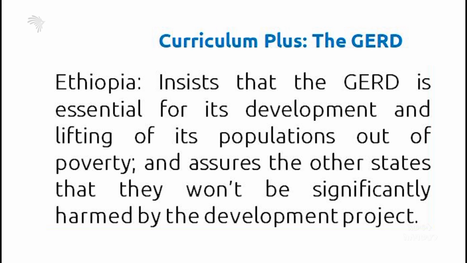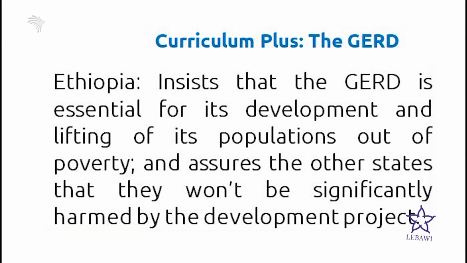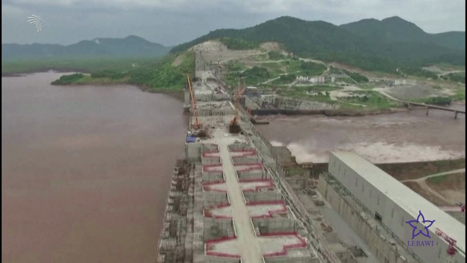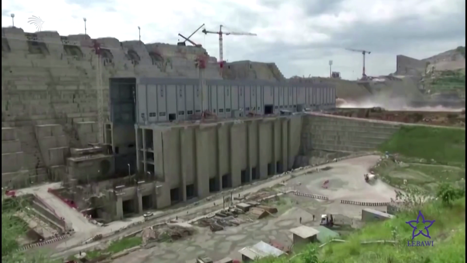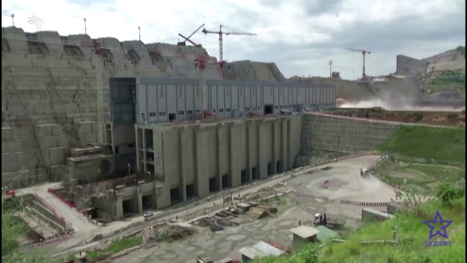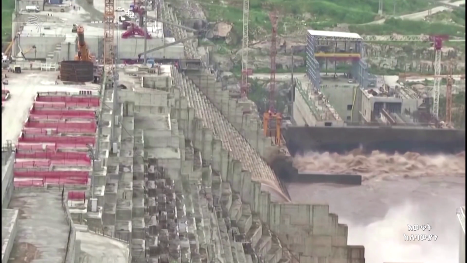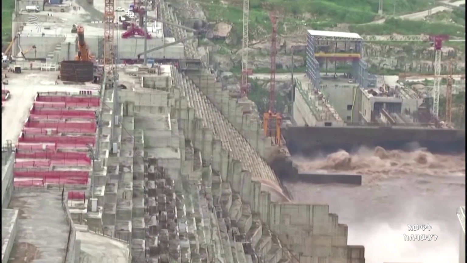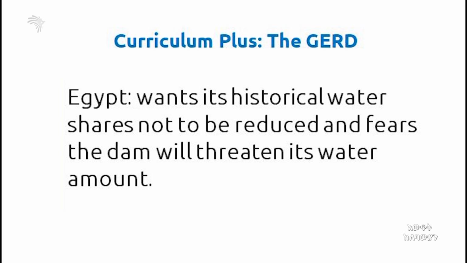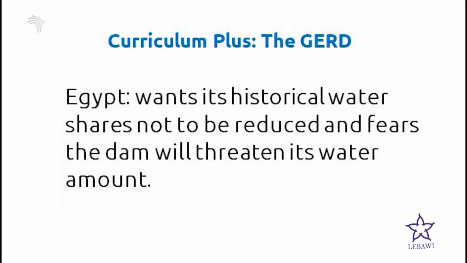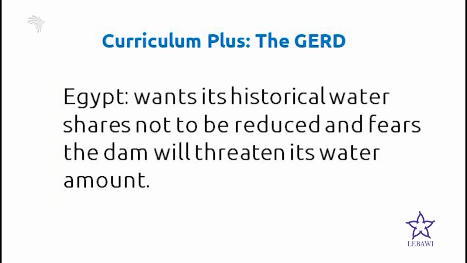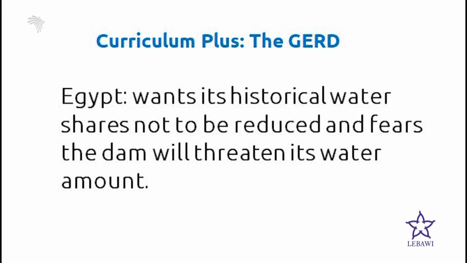Ethiopia insists that the GERD is essential for its development and lifting its population out of poverty, and assures the other states that they won't be significantly harmed by the development project. And here is Egypt's position. Egypt wants their historical water shares not to be reduced and fears the dam will threaten their water amount.